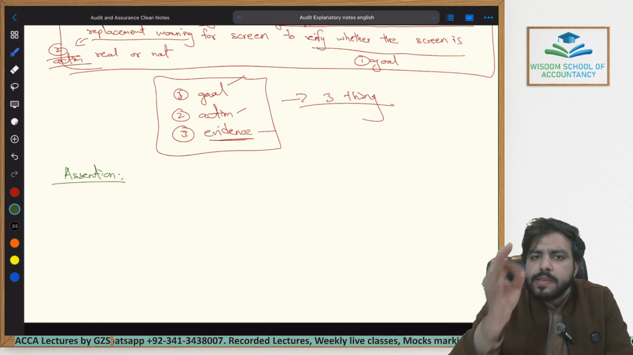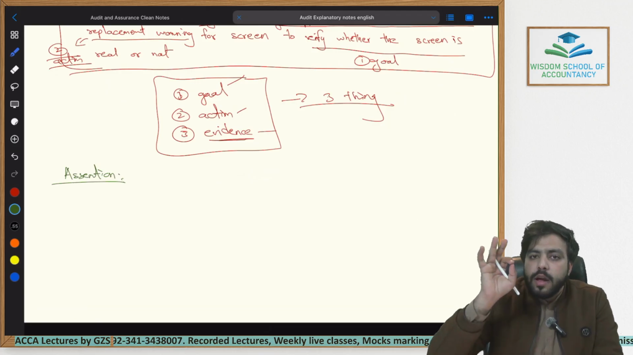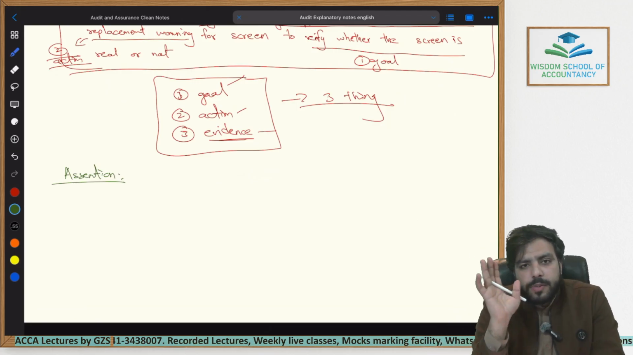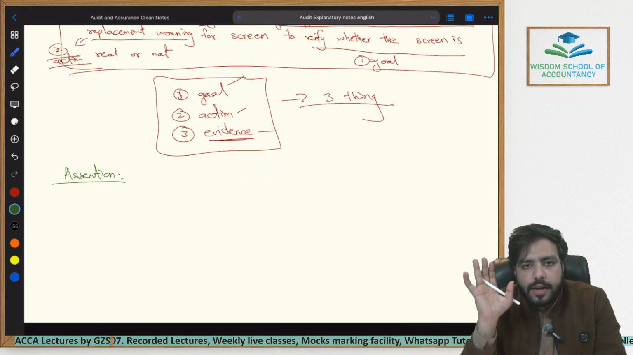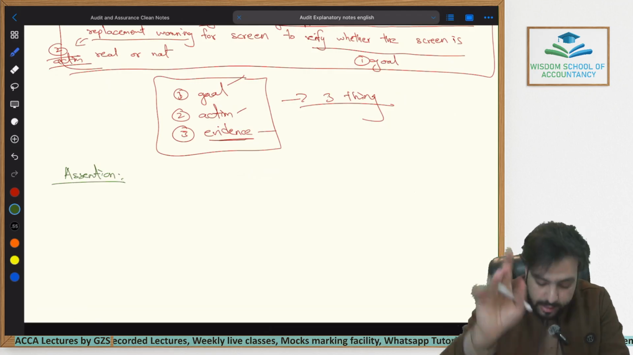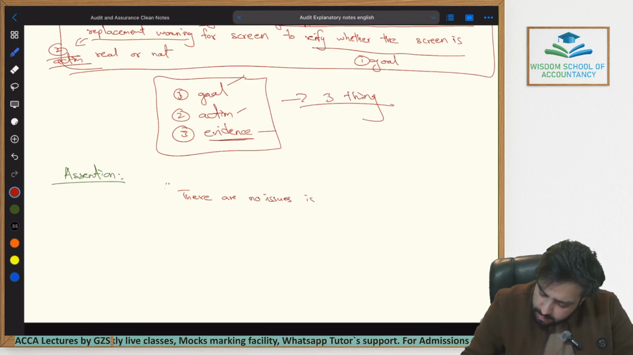Automatically, every single time, whether there are issues in financial statements or not, we are not talking about that. We are talking about what the management will tell you. Management will always say there are no issues within the financial statements. The financial statements are correct. So let me write down the statement. The management will always say there are no issues in financial statements.